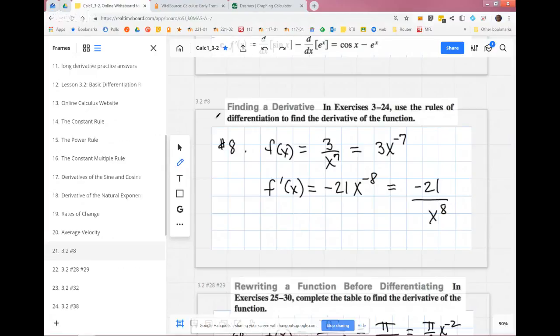Now apply the power rule. Negative 7 multiplied by 3 is negative 21. Now take the power and reduce it by 1, x to the negative 8. Not done because we have a negative exponent in our answer. Just rewrite it.